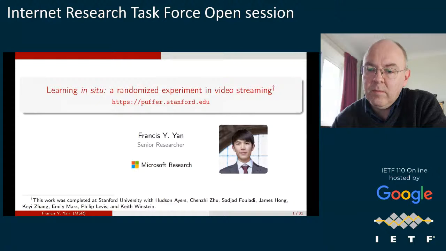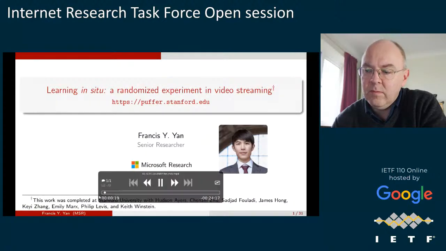Platform we built to run a randomized experiment on real users and a learning.